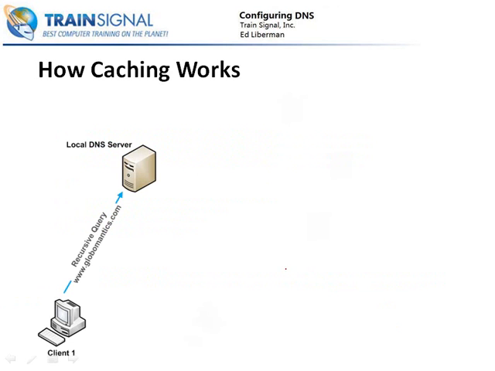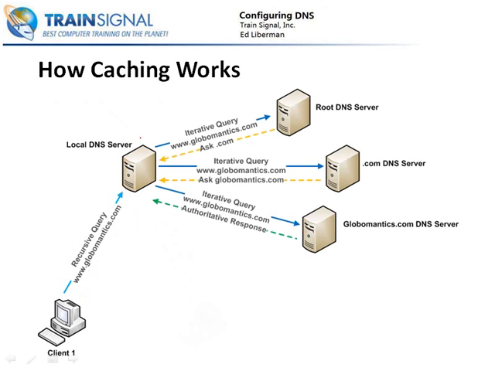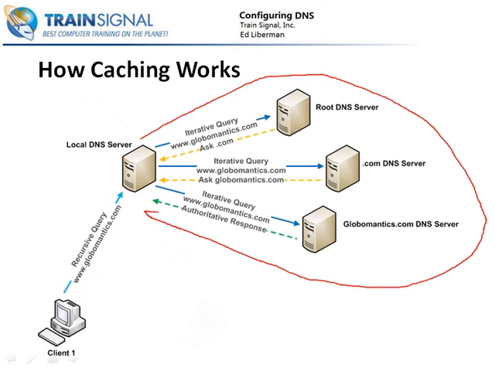Here we have an example where we have a client making that recursive query to its local DNS server, right? Recursive query, www.globalmantics.com. And what does the local DNS server do? Well, it goes out and does a series of iterative queries out on the internet until it gets an authoritative response back from the correct DNS server. Now, the last time I had this same drawing up on the screen, the next thing that followed was a response back to the client. But that wasn't completely accurate.